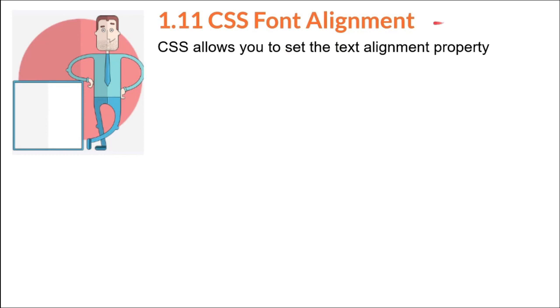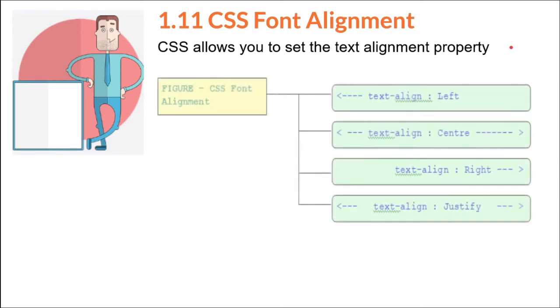CSS font alignment. CSS allows you to set the text alignment property and to align fonts, as just mentioned. We can display it diagrammatically in this diagram: text-align left, text-align center, text-align right, text-align justify.